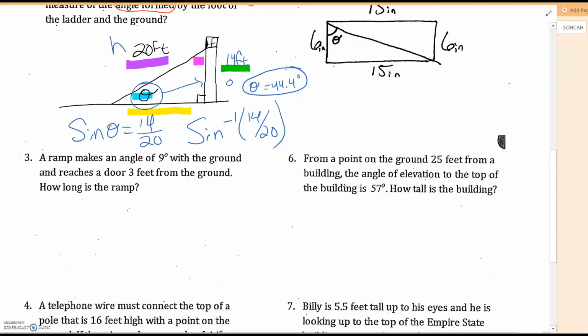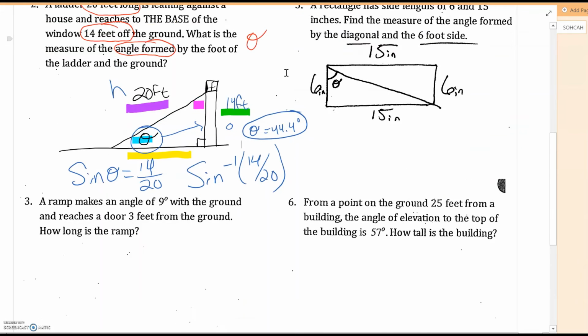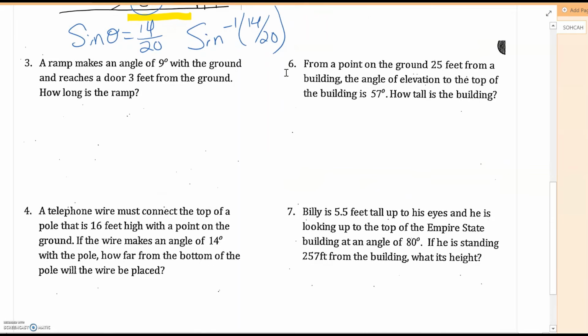For either one of those. All right, I'm going to jump down to number 3 here. So then, a ramp makes an angle of 9 degrees with the ground and reaches a door 3 feet from the ground. How long is the ramp?